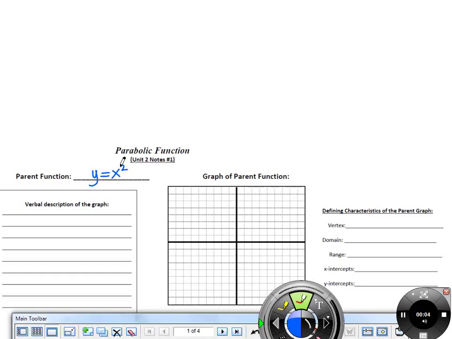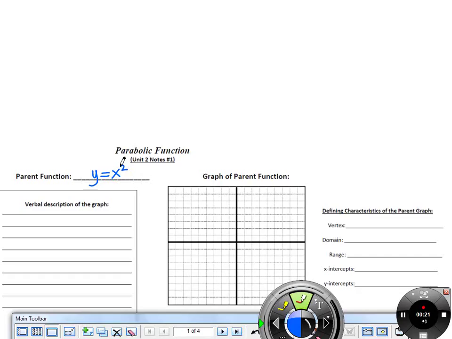This would be the parent function that's going to create for us a parabola. Right? I almost said parabola because now that's stuck in my head. Okay. So where is the vertex point for this parent function? 0, 0. When you plug in 0, you get 0.